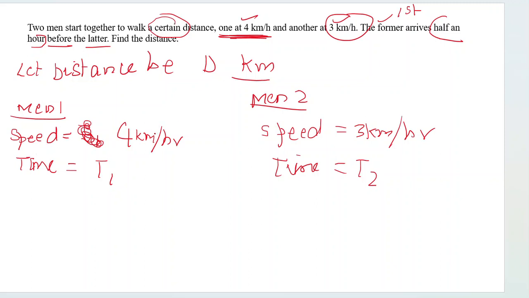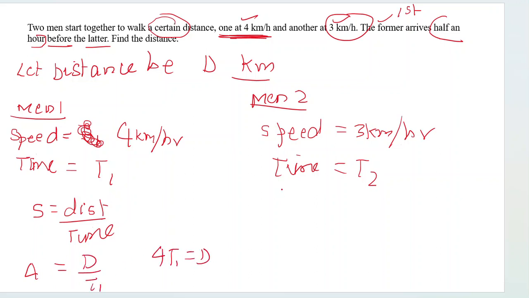Now man 1's speed is 4 kilometers per hour. We say that the time is T1. Man 2's speed is 3 kilometers per hour. We say that the time is T2. We use the formula which connects speed, distance and time, that is speed is equal to distance upon time. We get the values 4 is equal to d upon T1, that is 4T1 is equal to d.